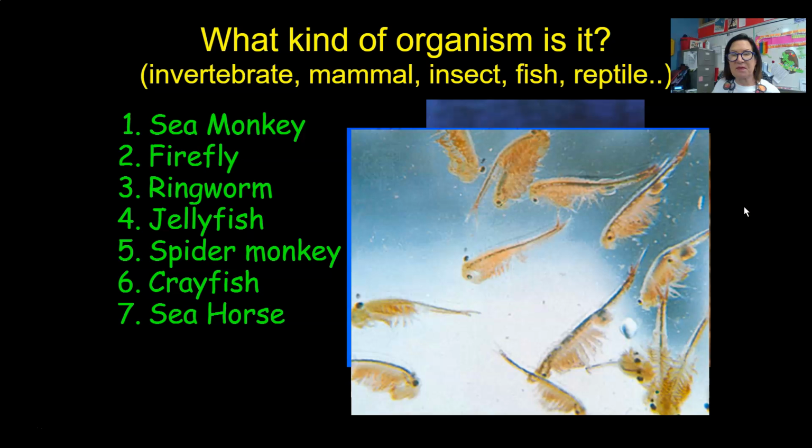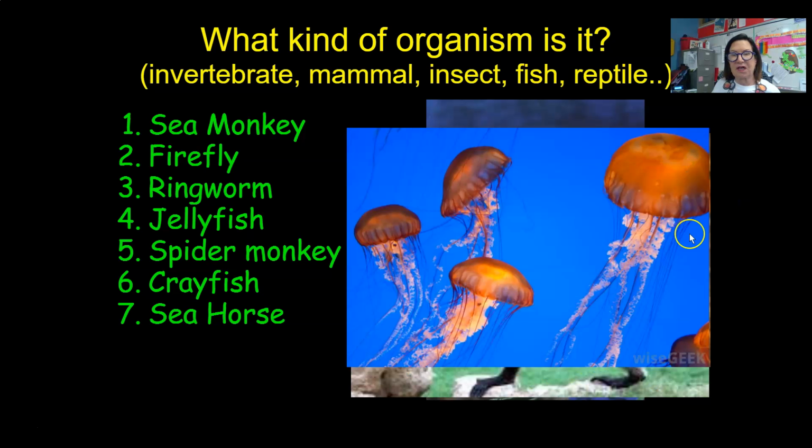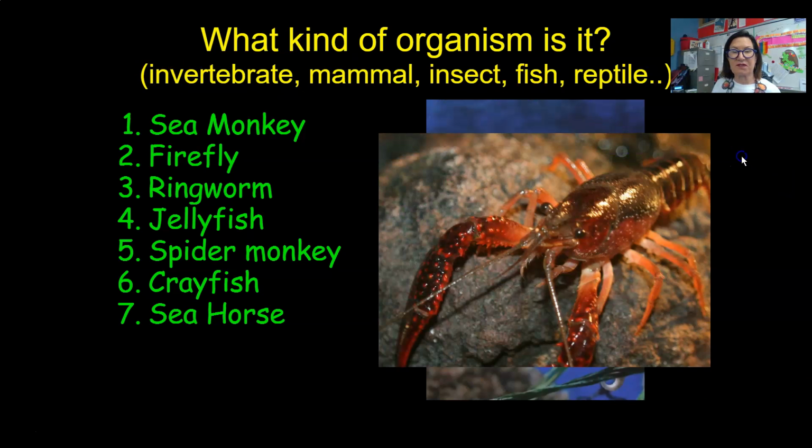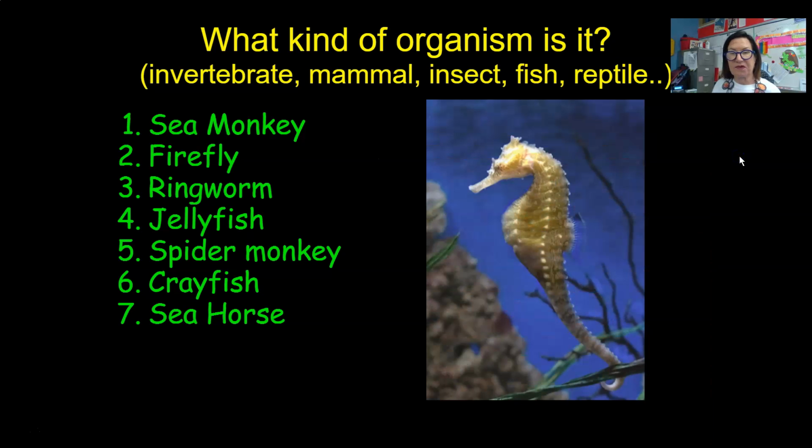So this is the sea monkey. These are jellyfish. Are they invertebrate, mammal, insect, fish, or reptiles? And here's a spider monkey. So you're trying to figure out which one of these it is. A crayfish, a seahorse.